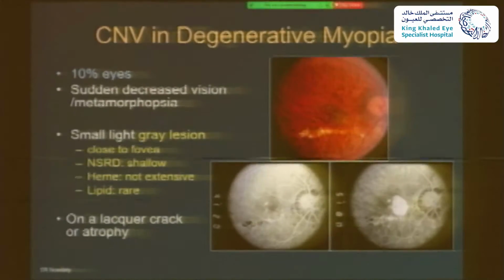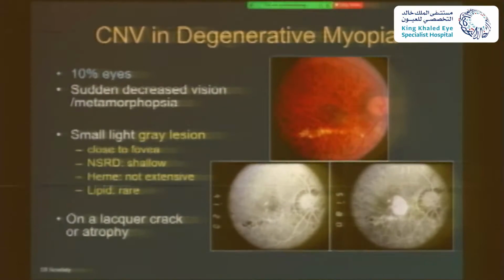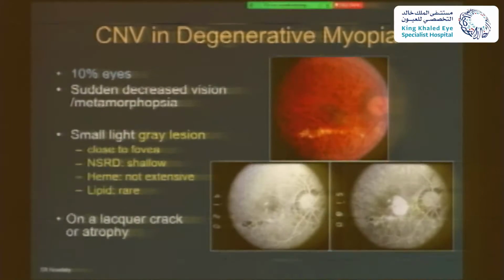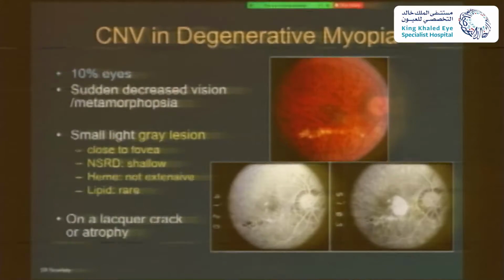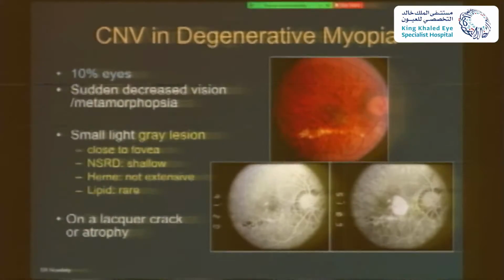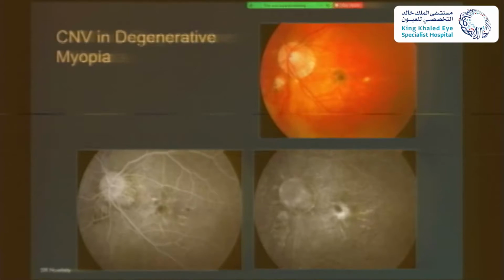In general, the closer the lac crack to the center of the fovea, the worse the prognosis is. Clinically, you only see a grayish lesion. You may not see it at all, actually, because the choroid is so thin. Okay, and in general, these CNVs become symptomatic when they're close to the fovea, and in general, they are not as extensive as the ones that you see in AMD. Okay, so the lesion tends to be small. You don't have much hemorrhage, very little, and hardly any lipid, but a little bit of fluid on the OCT. Okay, so that's how you make a diagnosis.